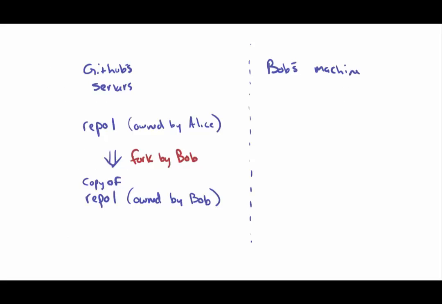Okay, so here's a picture. Let's say we have the repository that's owned by Alice, and Bob wants to make a change. So what he can do is he can fork a copy of Alice's repository. Now, this copy is not on Bob's machine yet. It's still on GitHub servers, but Bob now owns and is in control of the copy.